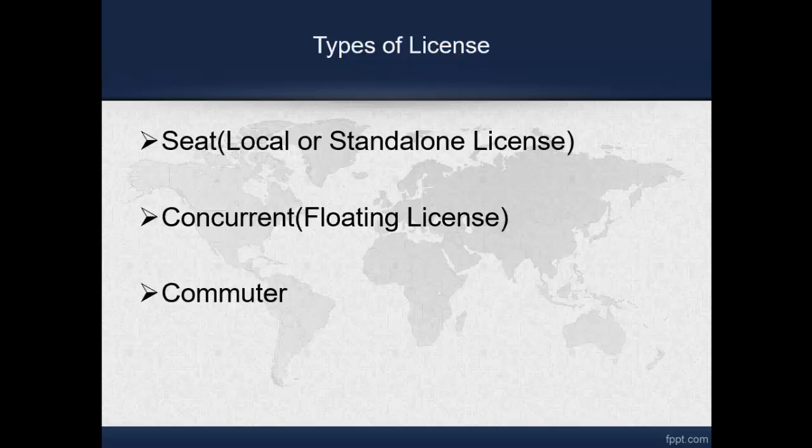Then the third one is the commuter license. It is a special type of concurrent license which can be used when you don't have access to the license server. For example, you need to travel on work where you can't connect to your company's concurrent license server. In this situation, we can use the commuter license.